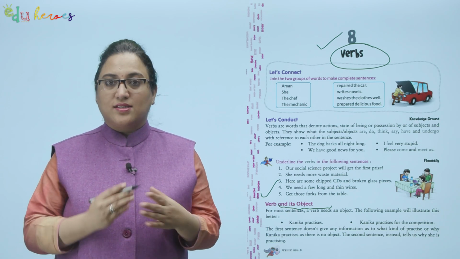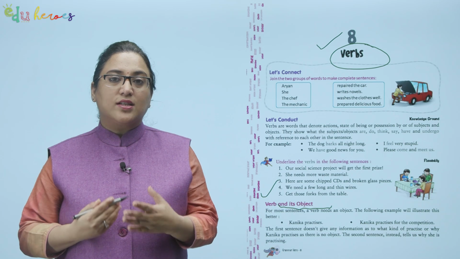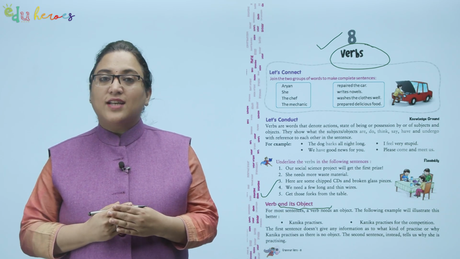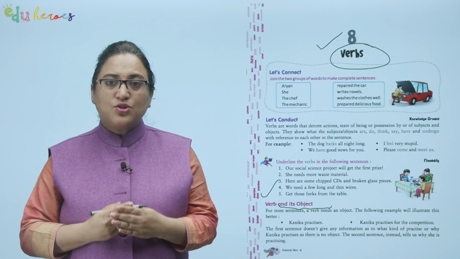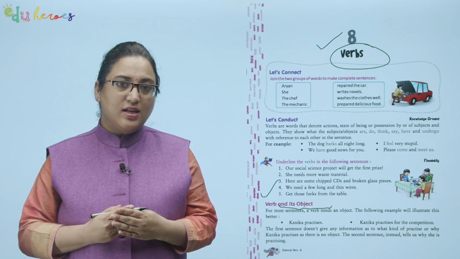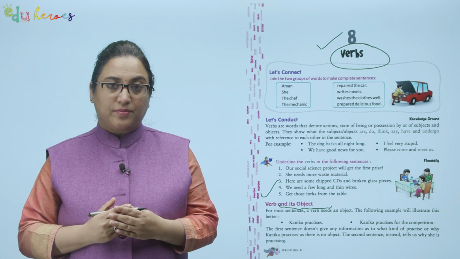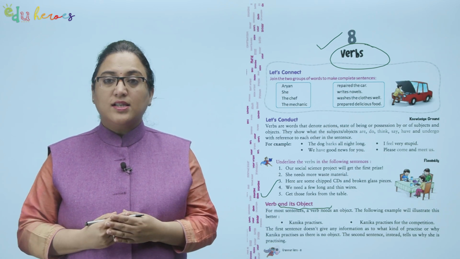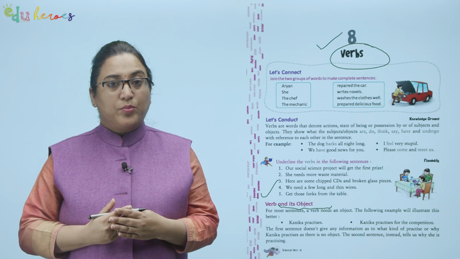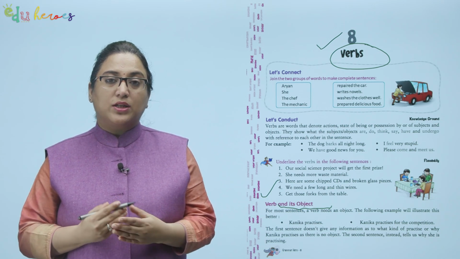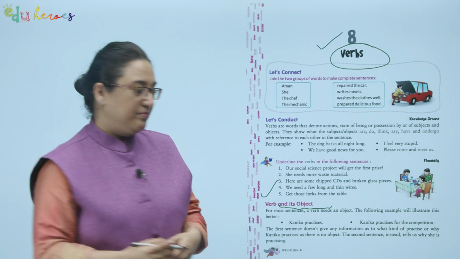Kanika practices. Kanika practices for the competition. The first sentence doesn't give any information as to what kind of practice or why Kanika practices, as there is no object. Whereas in the second sentence, it tells us why she is practicing. The second sentence में हमें एक object clearly दिख रहा है.